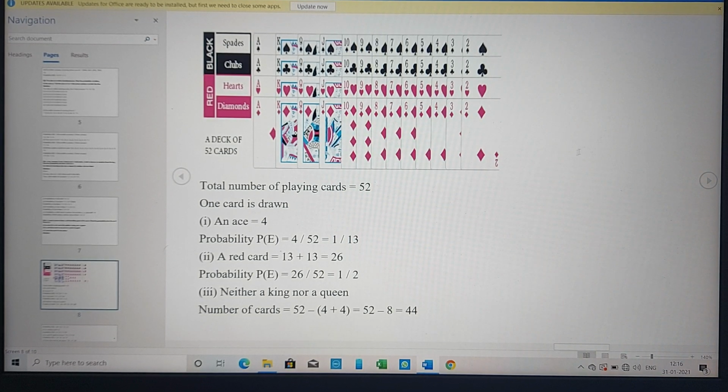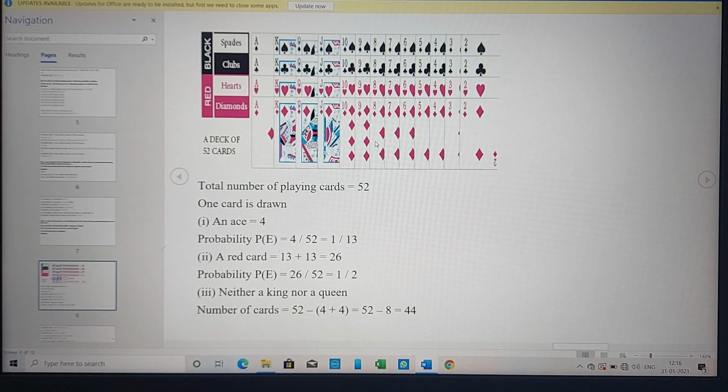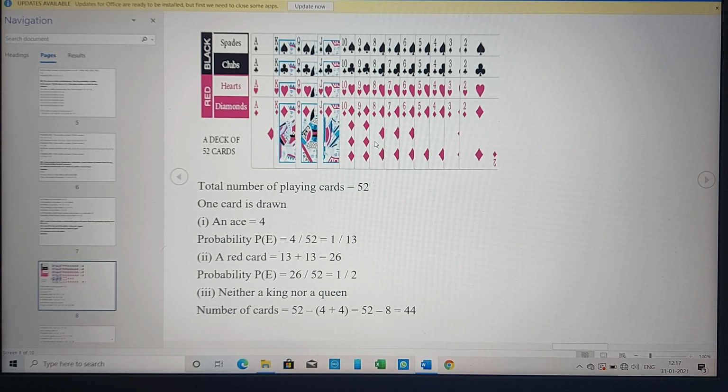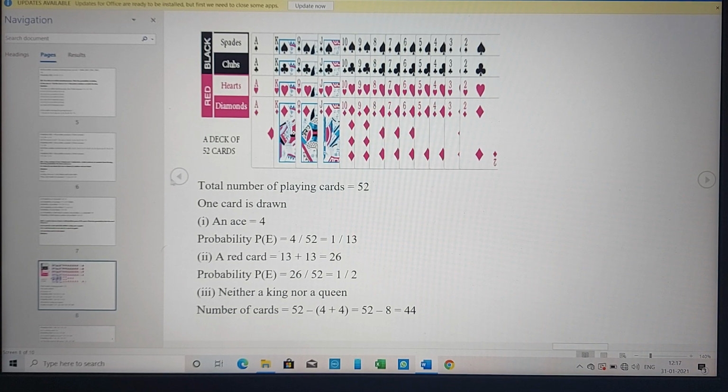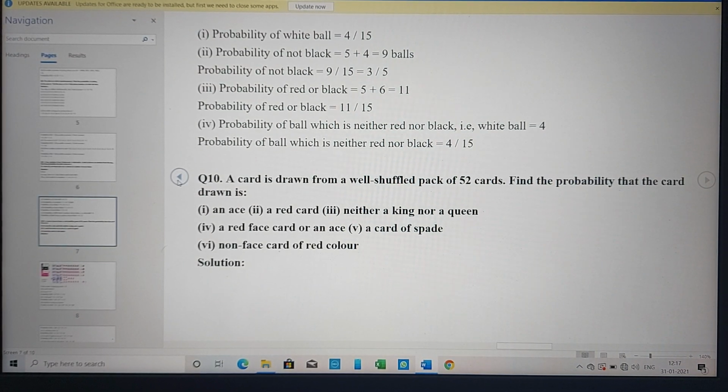Clear? Okay. So now total number of cards are 52. So if we talk about a pack of well shuffled cards, total number of outcomes will become 52. Clear? And then we'll get the probability as per the condition asked.